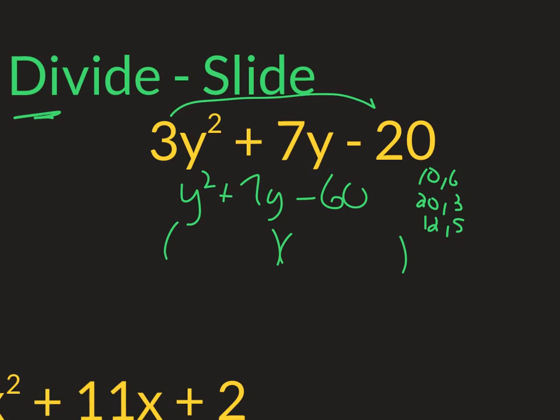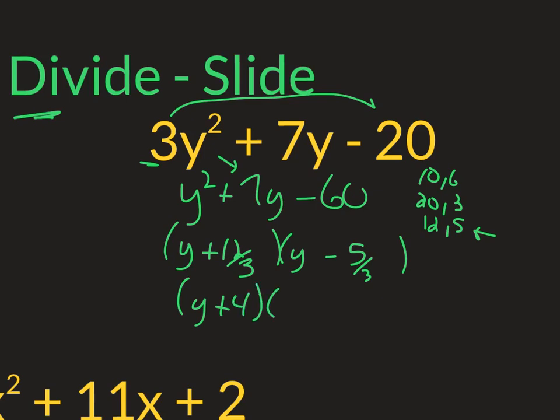And because the 7 is positive in the middle, I need the bigger number to be positive. So I'm going to go with y plus 12 and y minus 5. Because if I add 12 and negative 5, it gives me 7, which is what I wanted. 12 times negative 5 is negative 60, which is awesome. So now divide again. Divide by the 3. All right, now 12 divided by 3, we know it's 4, so let's go put a 4 here. 5 divided by 3 doesn't work, so I'm going to take the 3 on the bottom and slide it to the front. Make it 3y minus 5.